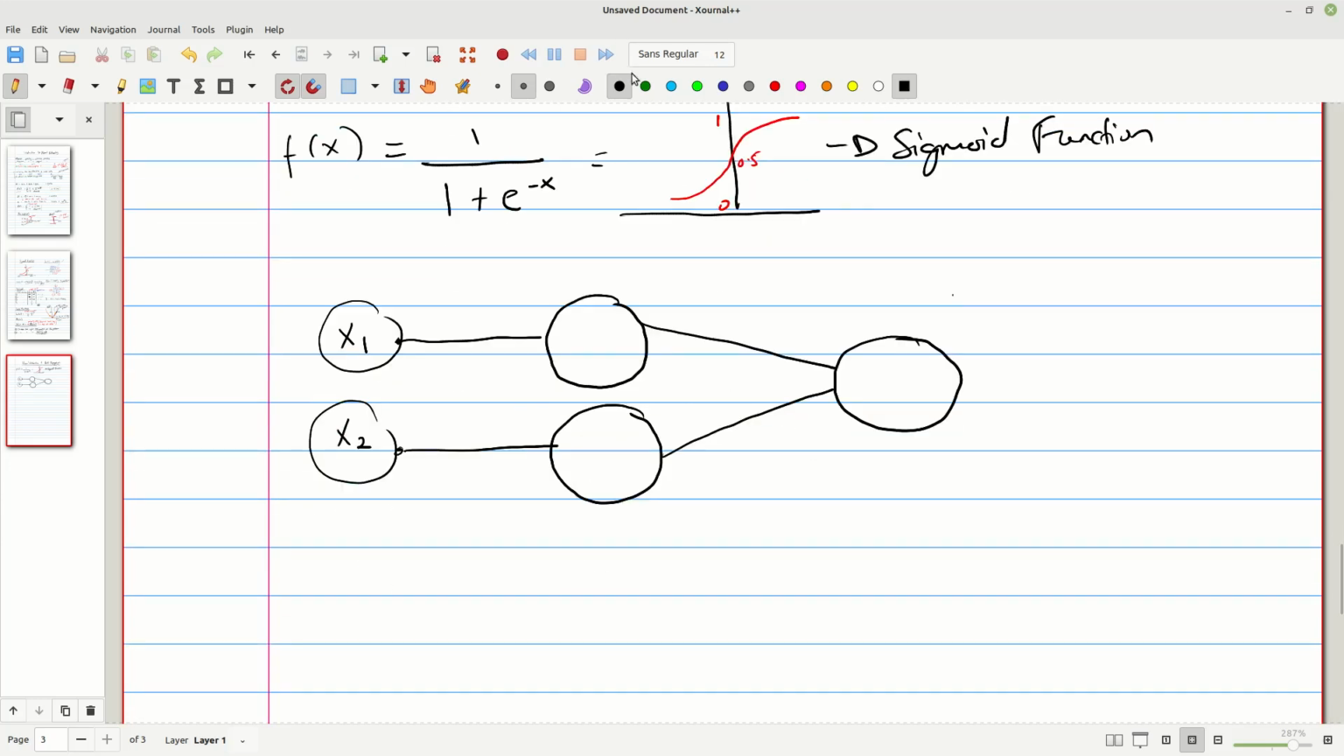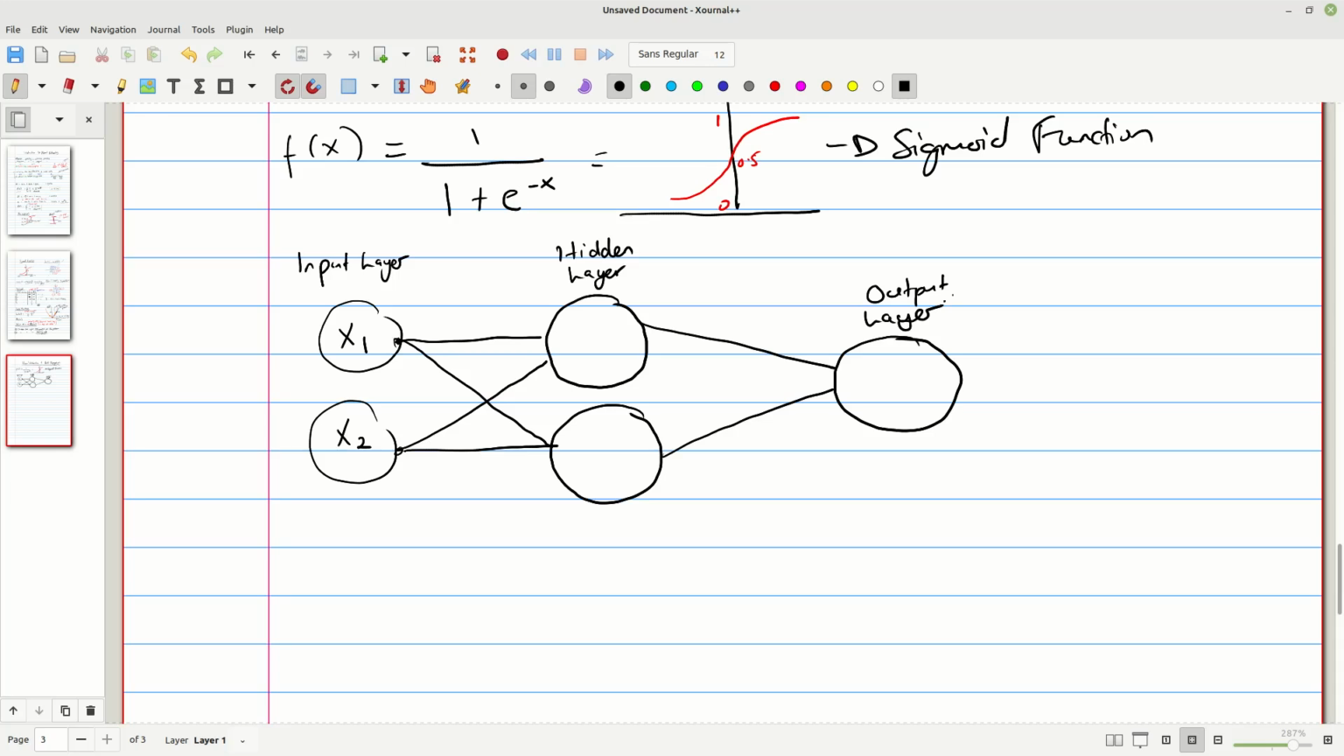What we have here, we call the input layer. We call this the hidden layer. And we call this our output layer. So that is essentially how we define a neural network.